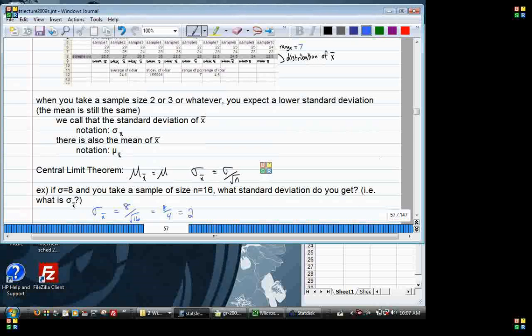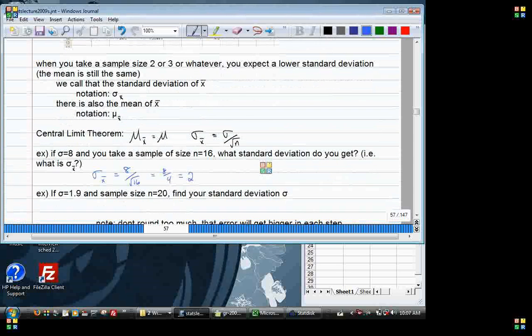So I'm going to make you do one that's a little harder. You have to use a calculator here. If sigma equals 1.9 and your sample size is 20, find your standard deviation sigma of X bar.